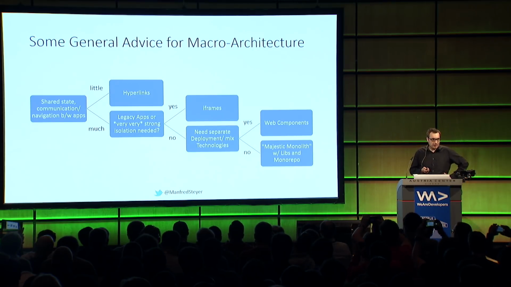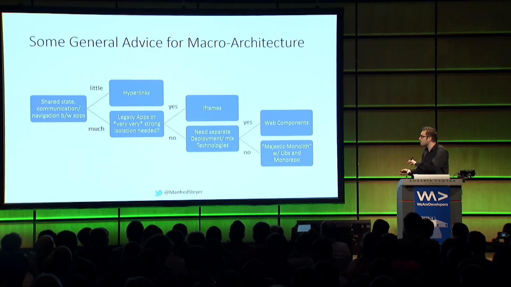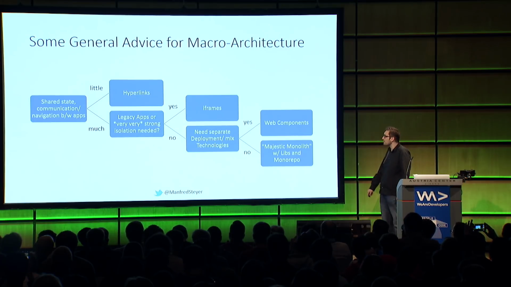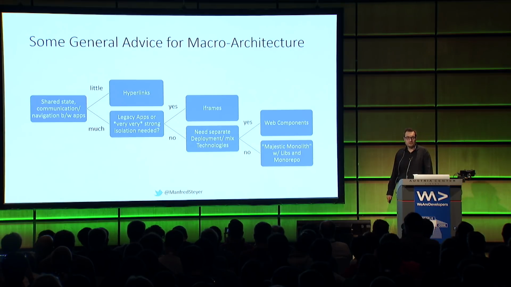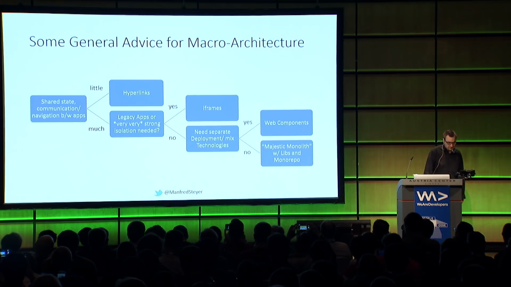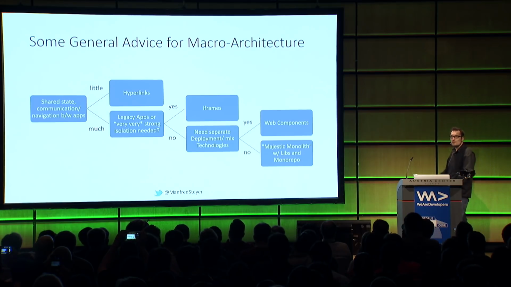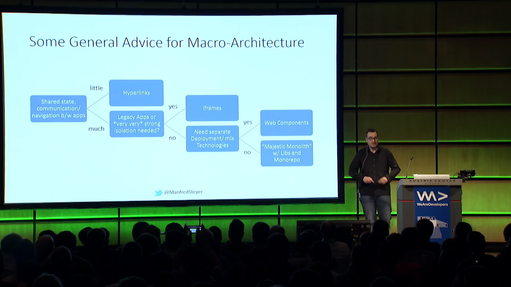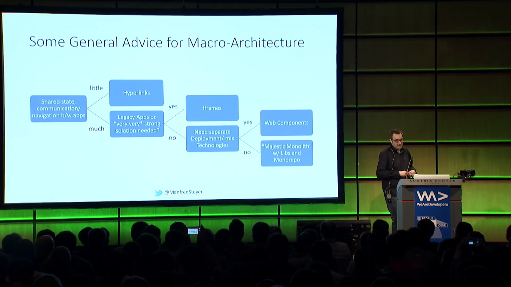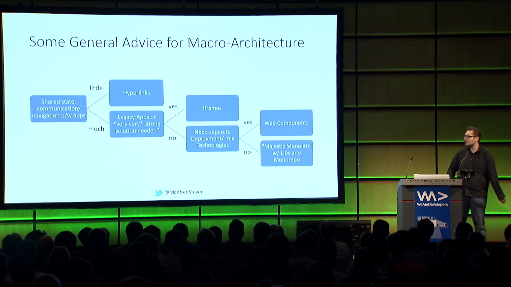The first question I would ask you is, do you have a lot of shared state? Do you need a lot of communication between your applications? And do you have a lot of navigation? When you say no, then go with hyperlinks. Because in this case, you have the same situation as you have with Office 365. You have a lot of individual applications, and hyperlinks are here the best fit as well as the easiest solution.